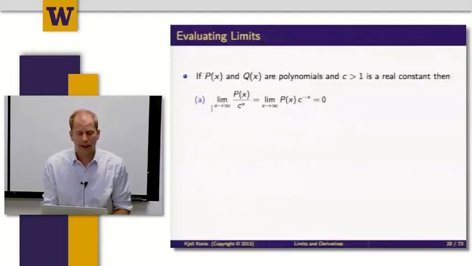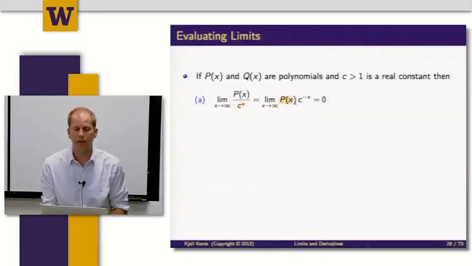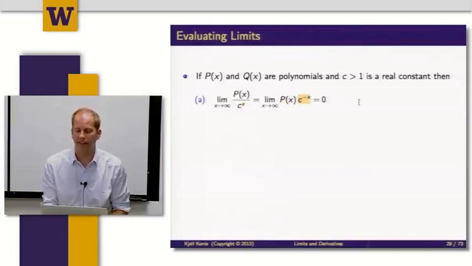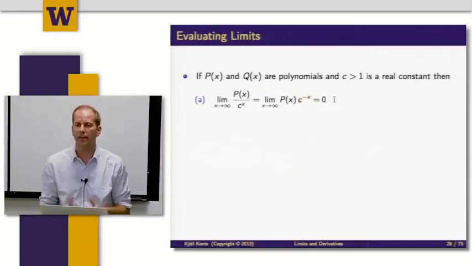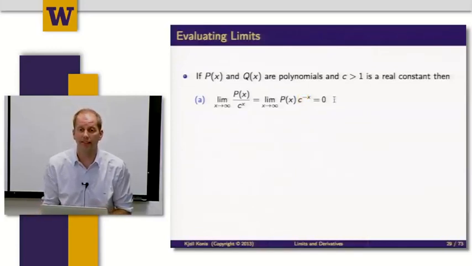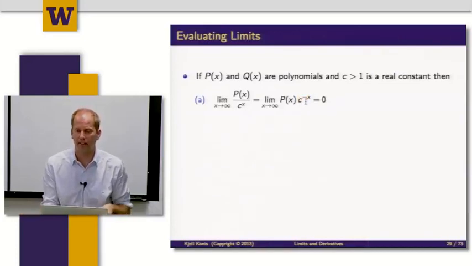Then the limit as x goes to infinity of any polynomial divided by c to the x, and I could also write that as the limit of any polynomial times c to the negative x, is going to be equal to 0. So it doesn't matter how big the order of this polynomial is, even if I have x to the 1,000. If I'm dividing it by a constant raised to some power, that's eventually going to go to 0.